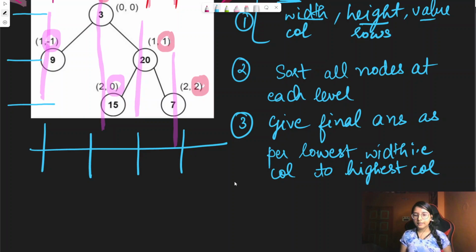But in this video, I'll let you know about the DFS approach of this question. You could figure out the BFS approach on your own. But the time complexity and the space complexity for both of them will remain the same.